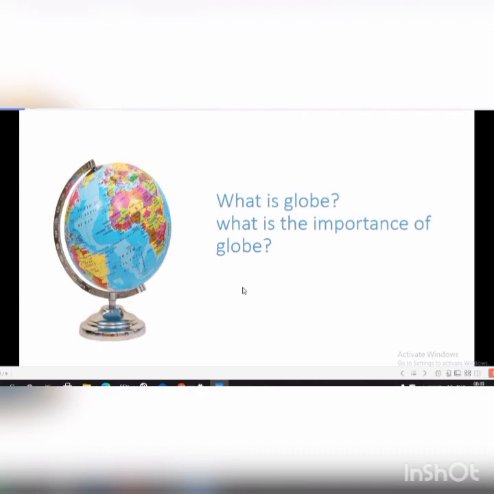The globe is not at all fixed. It can be rotated the same way as a spinning top or a potter's wheel is rotated. On the globe, countries, continents and oceans are shown in their correct size. What is the importance of a globe? Globes are important because they help us with geography and show the location, distance and places.